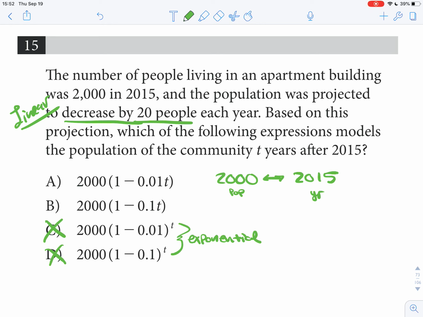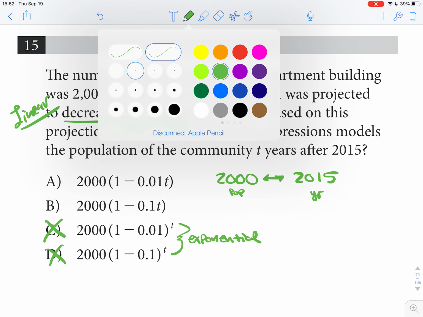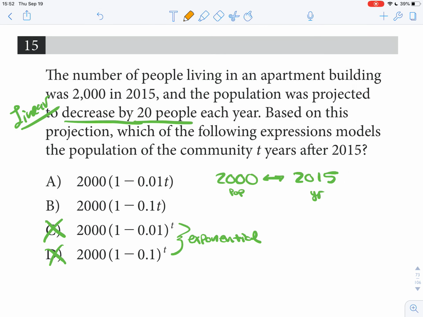This is a linear function. Now, if we think about it, we should be able to write this out, because it's 2,000 people in 2015, and then it decreases by 20 people each year. So it should just be 2,000 minus 20 people per year, and t is the number of years. So it should be 2,000 minus 20t.